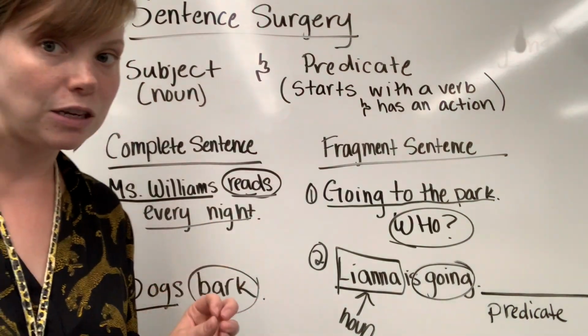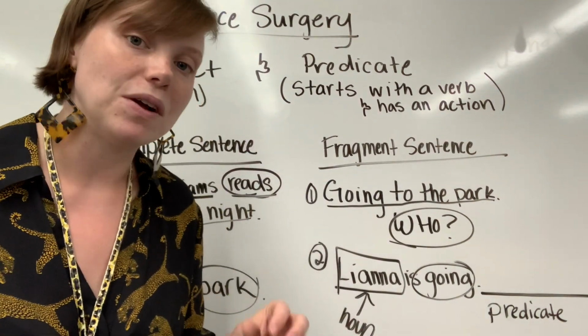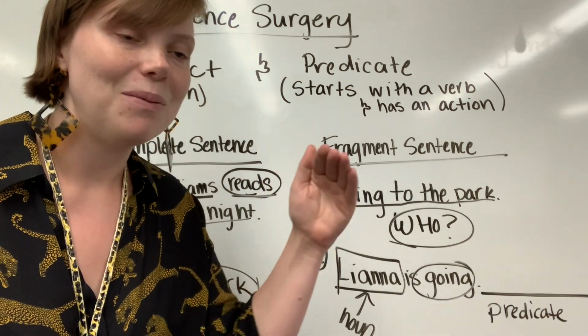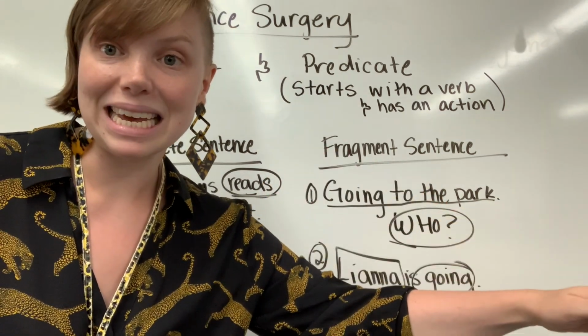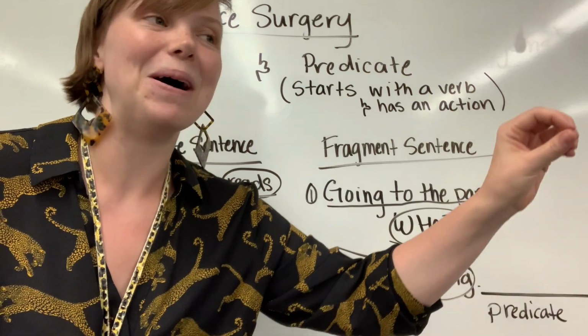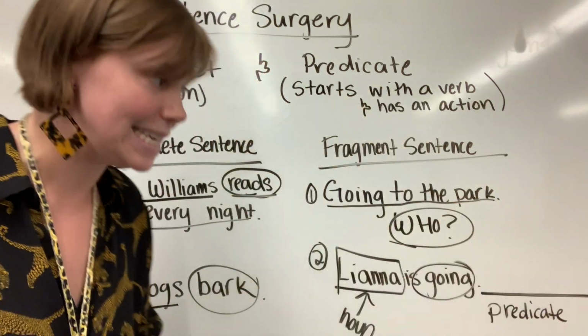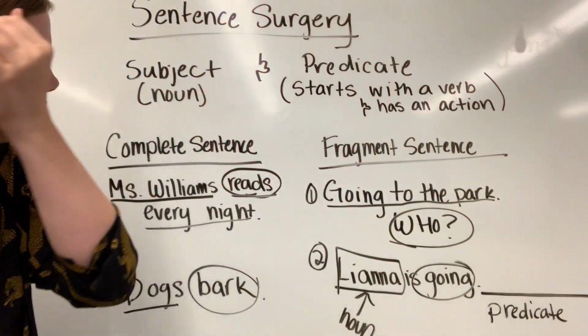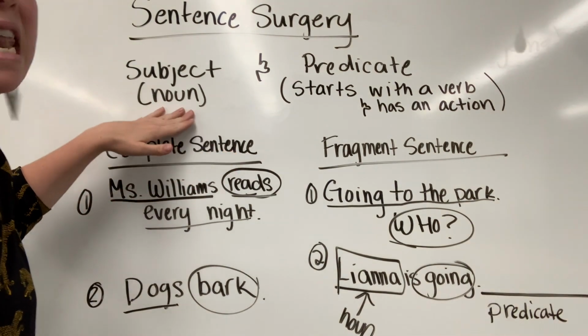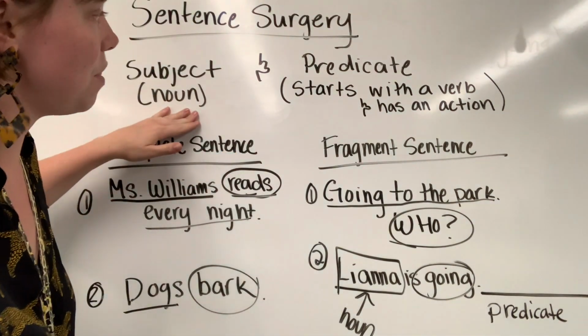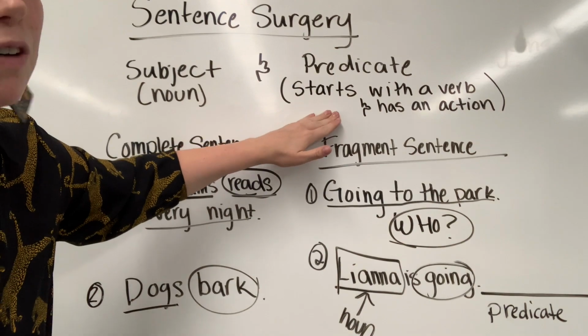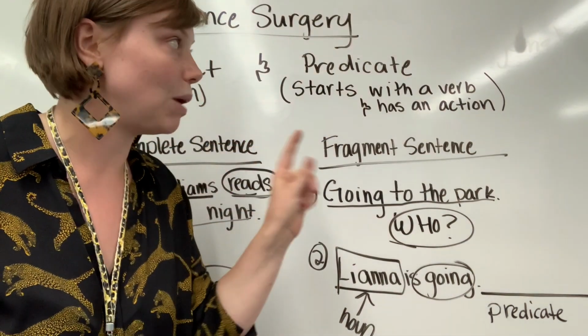So you need to ask yourself when you're determining whether a sentence is a fragment or a complete sentence, does it have a noun, a person, place, or a thing? Does it start with a verb and have an action, the predicate?